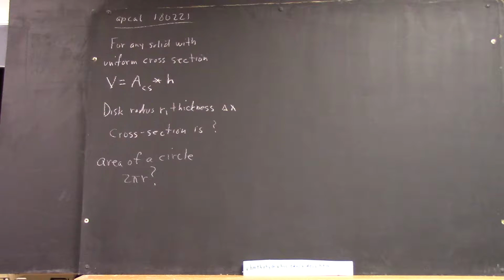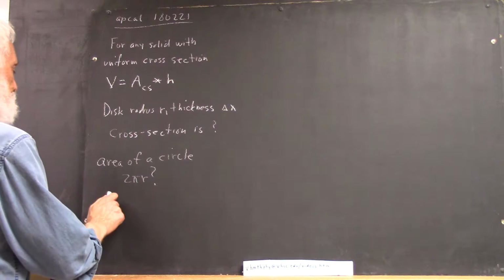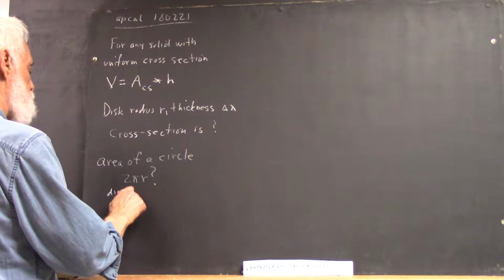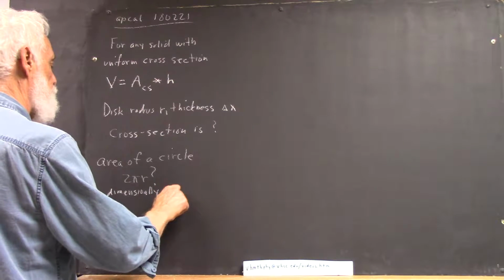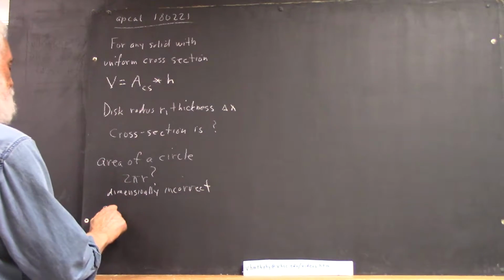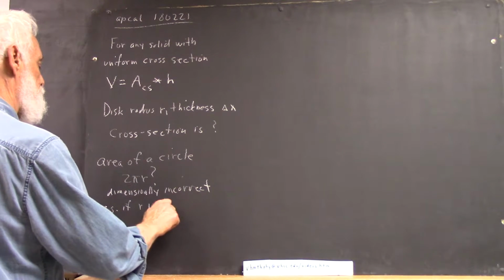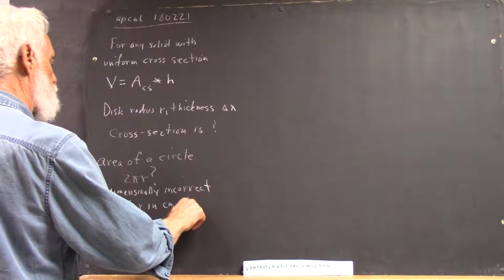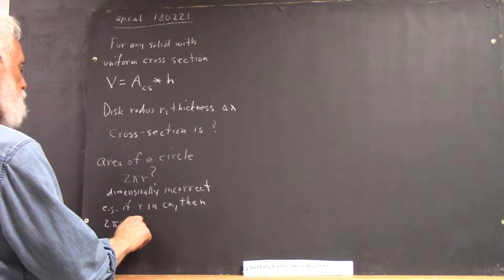Okay, so the area of a circle isn't 2 pi r. Dimensionally, it's incorrect. For example, if r is in centimeters, then 2 pi r is in centimeters.